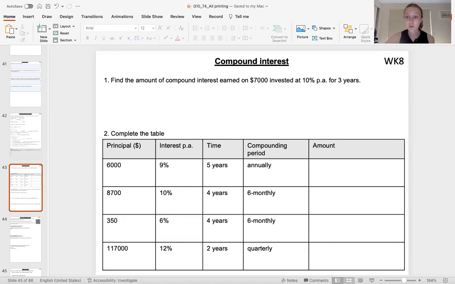Let's have a look at some compound interest questions. Find the amount of compound interest earned on $7,000 invested at 10% per annum for 3 years. This is a friendly question because we don't have weird compounding periods. It's just done every year. Our first step is always to highlight our principal, our rate, and our time.